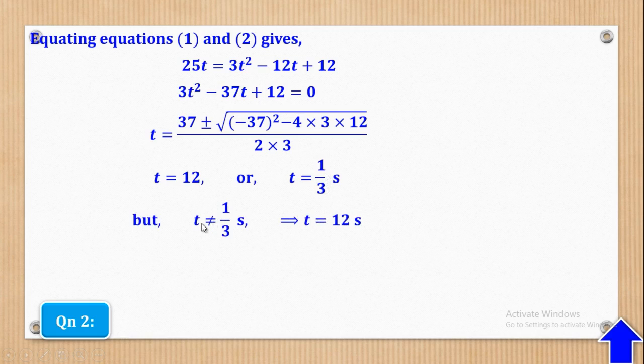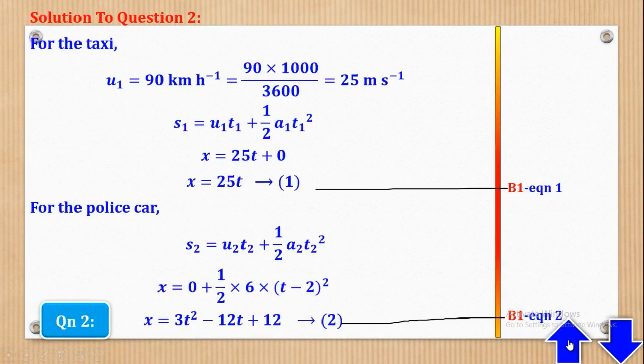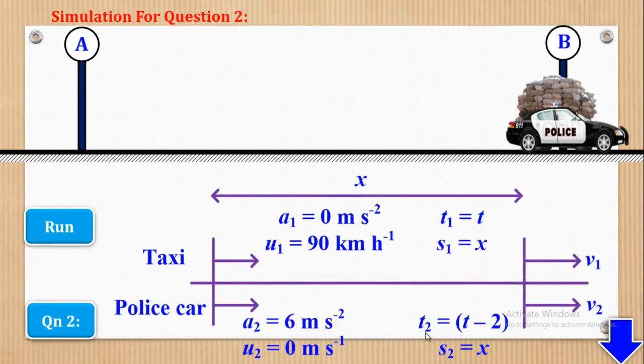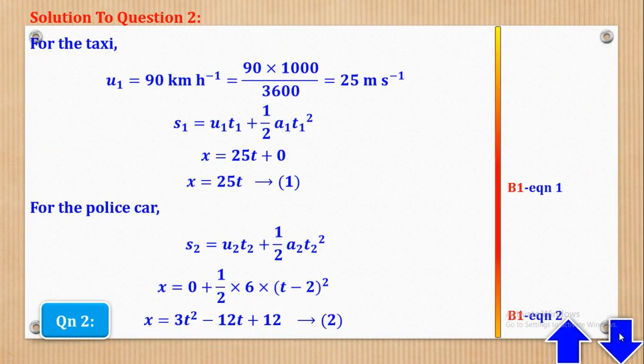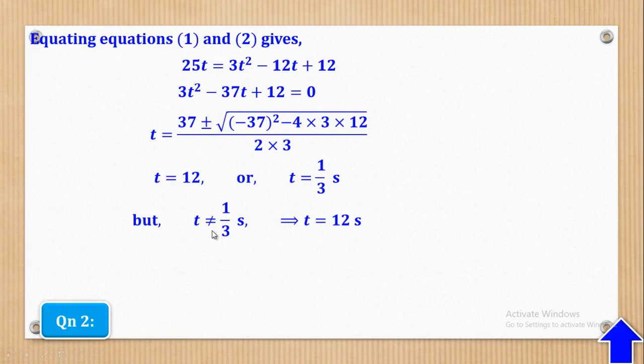But t cannot be equal to 1/3, therefore t is equal to 12. Why do we say that t cannot be equal to 1/3? When you look at this simulation, you realize that t2 is equal to t minus 2. Therefore, when t is a third, t2 will be negative. For that reason, we conclude that t cannot be equal to a third. Therefore, in the end, t is equal to 12 seconds.